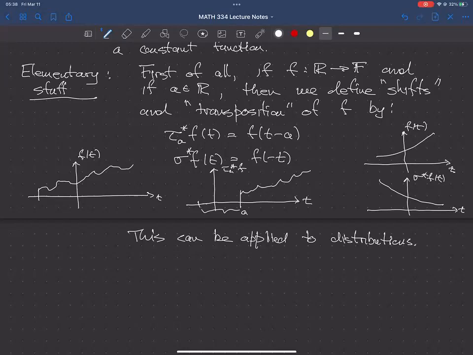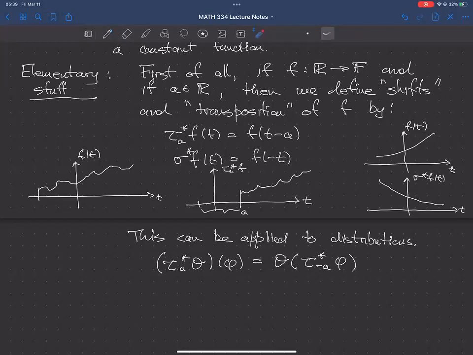And the way you do that is you have to take care of the fact that the distribution takes the test signal as an argument. And so you have to think a little bit about how you want the construction to work. It turns out that the right thing to do is to define tau a star theta by theta applied to tau minus a star phi.